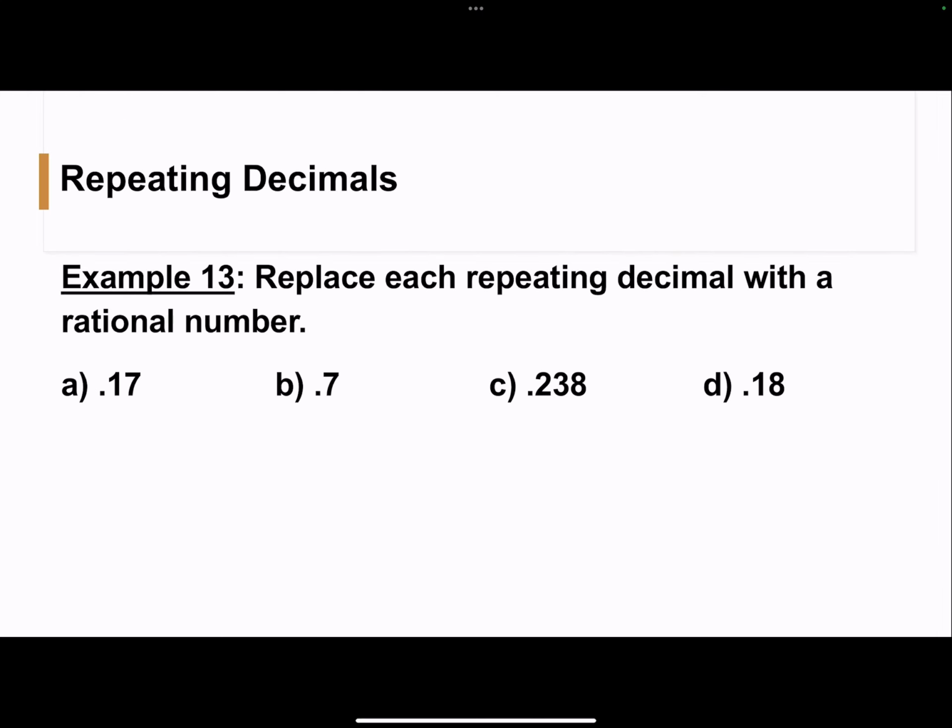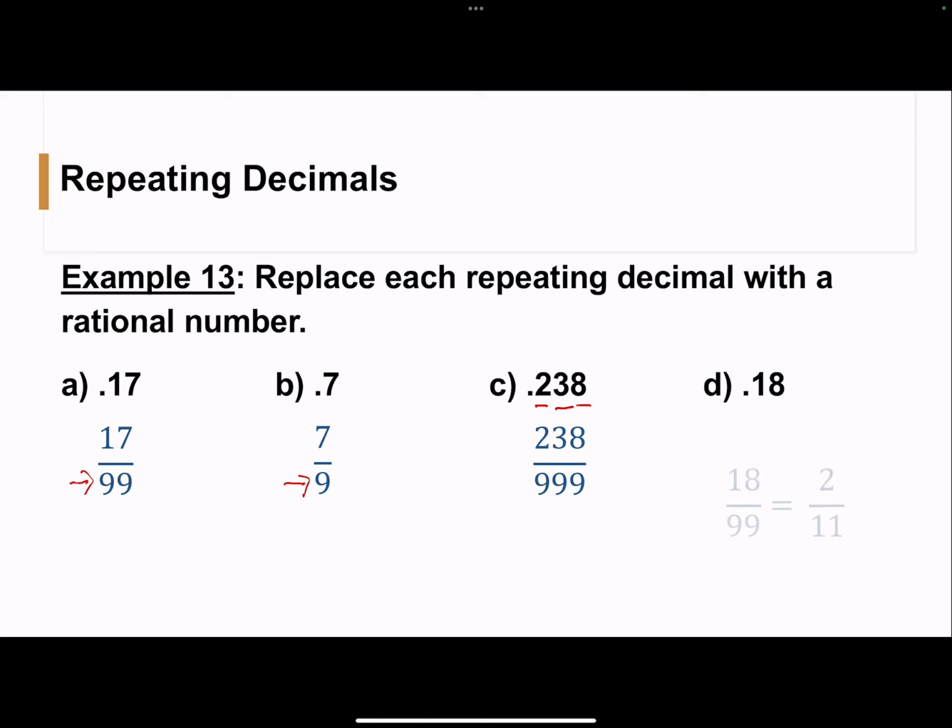All right, so let's try it. Example 13, 0.17 repeating. All right, so this is tenths, hundredths. I go 1 less, so that's 99. Whatever number is there goes in my numerator. 17 over 99. 0.7 repeating is the tenths place, so we're going to go 1 less. That means the denominator is a 9, and the 7 is going to be carried to my numerator. 0.238 repeating, 238 thousandths. So we go 1 less than 1,000, that's 999, and 238 goes on top.